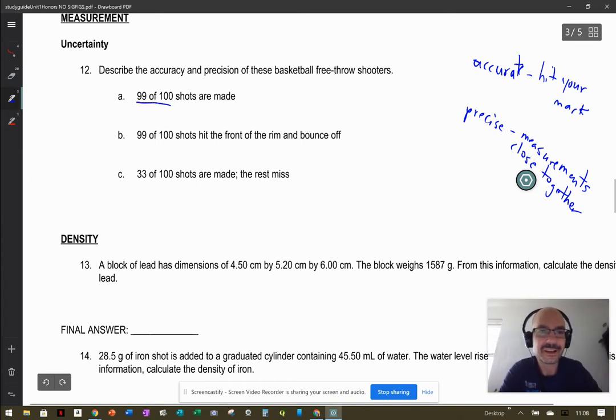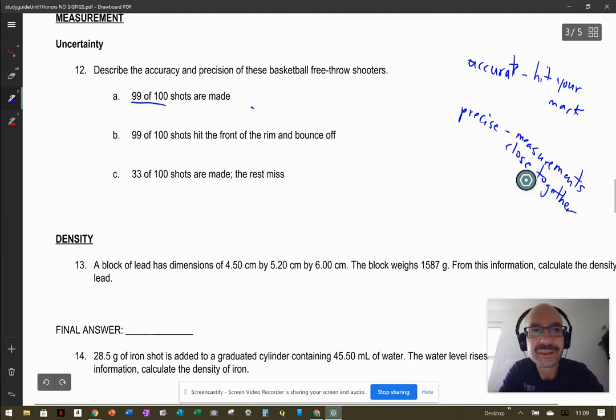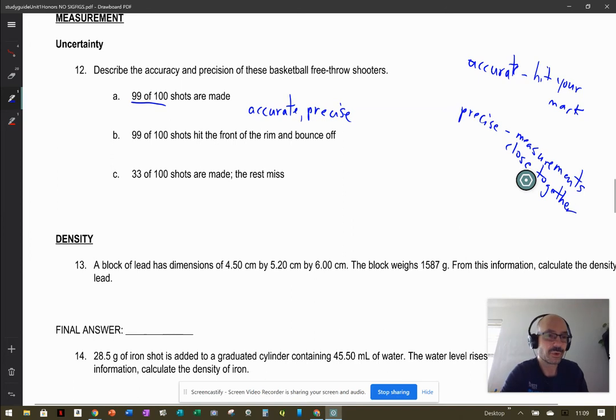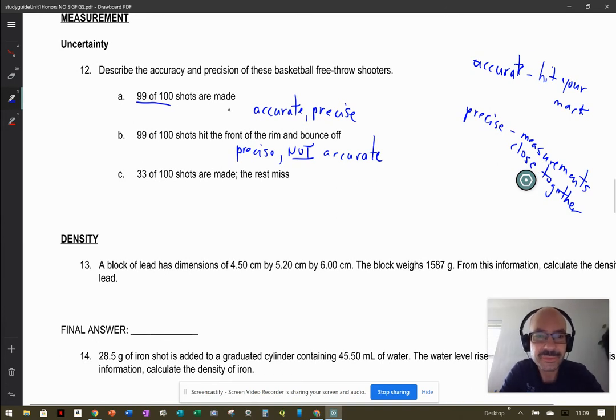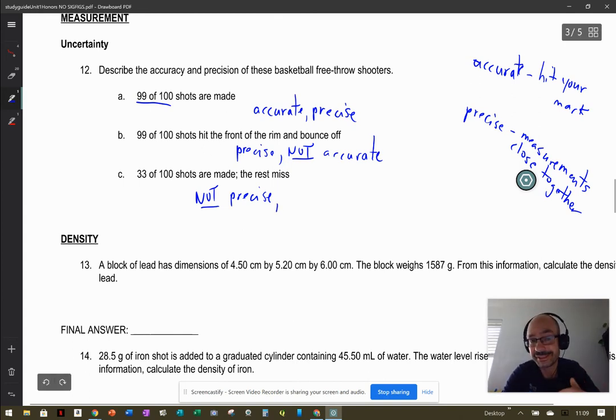So if we have 99 out of 100 shots made, that would be accurate and precise. If 99 out of 100 shots were close to each other but didn't actually get into the basket, those would be precise because the measurements are close together, but not accurate because they didn't make it in. And if only 33 of 100 shots are made and the rest missed, not precise, we're going to assume they're not closely together. If they were closely together, then it would be precise, but in this case, we're going to assume that. And it was not accurate either because only a third of them made it in.